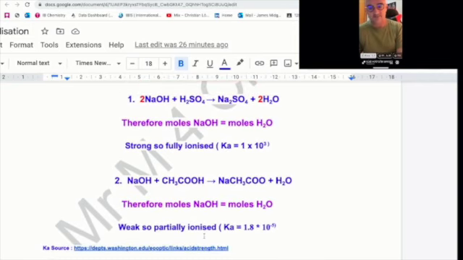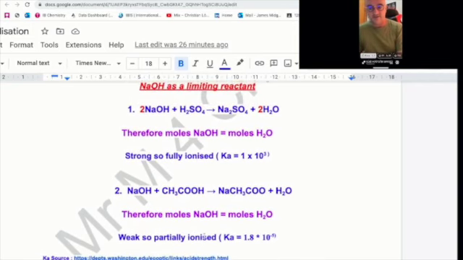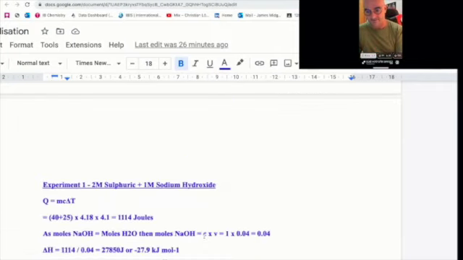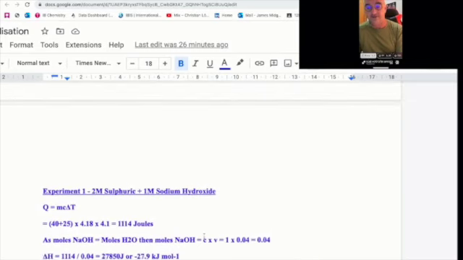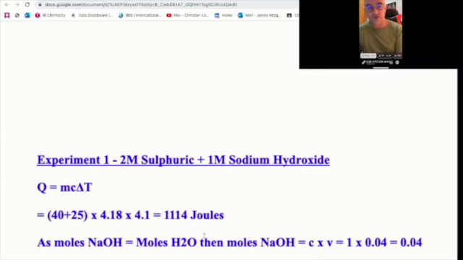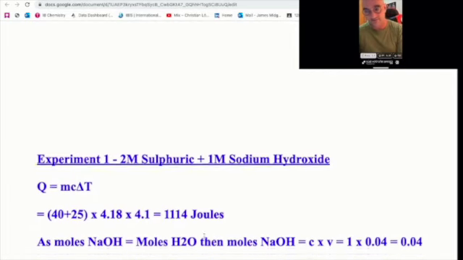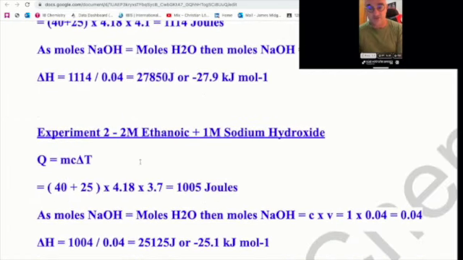So we've got the idea that in both of these cases, sodium hydroxide must be the limiting reactant, because I want the ratio of sodium hydroxide to water. And if I know the moles of sodium hydroxide, I know the moles of water, as you can see in these balanced equations. So let's have a look at the systems. First of all, I've set it up with 2 molar sulfuric acid with 1 molar sodium hydroxide, so the sodium hydroxide is limiting. And in the second system, it's 2 molar ethanoic acid with 1 molar sodium hydroxide.